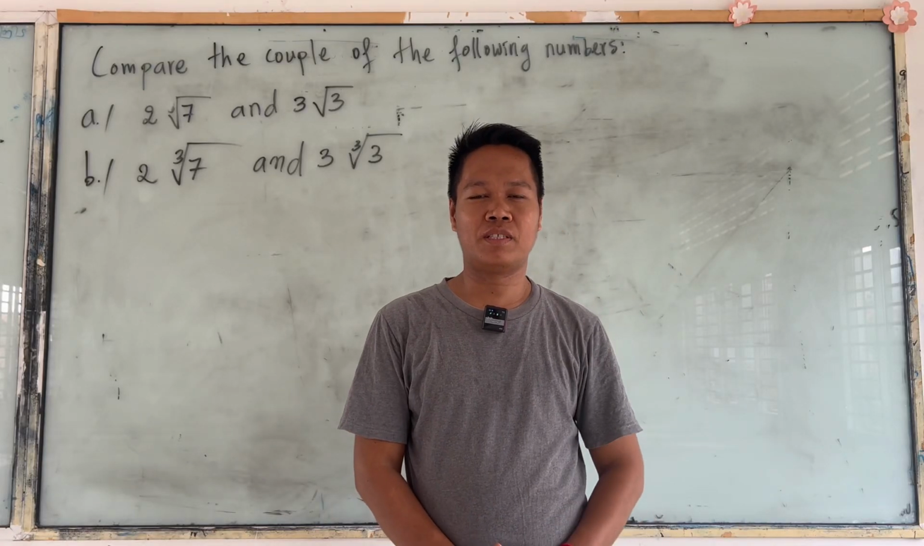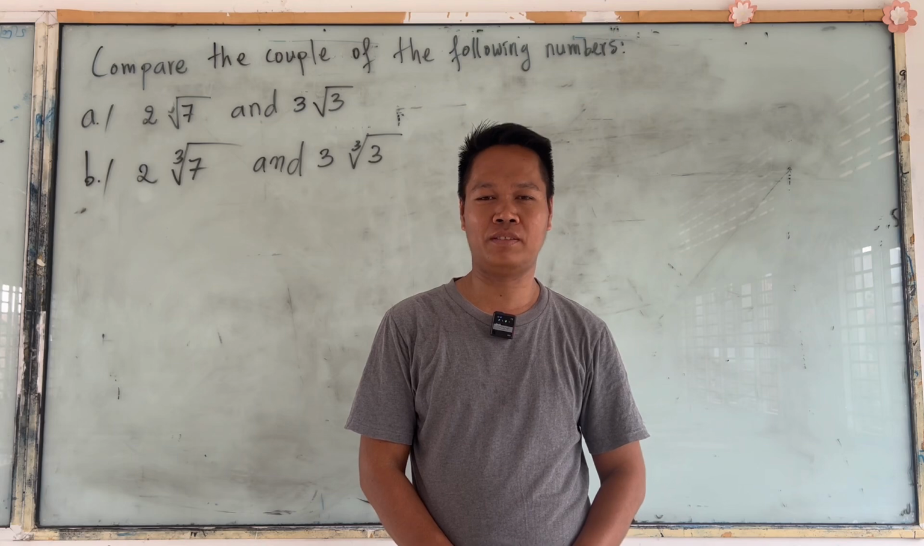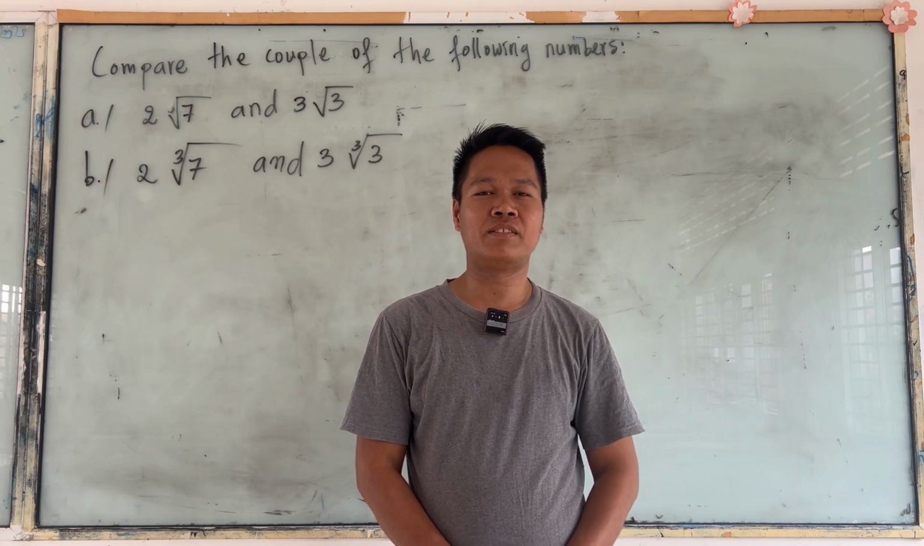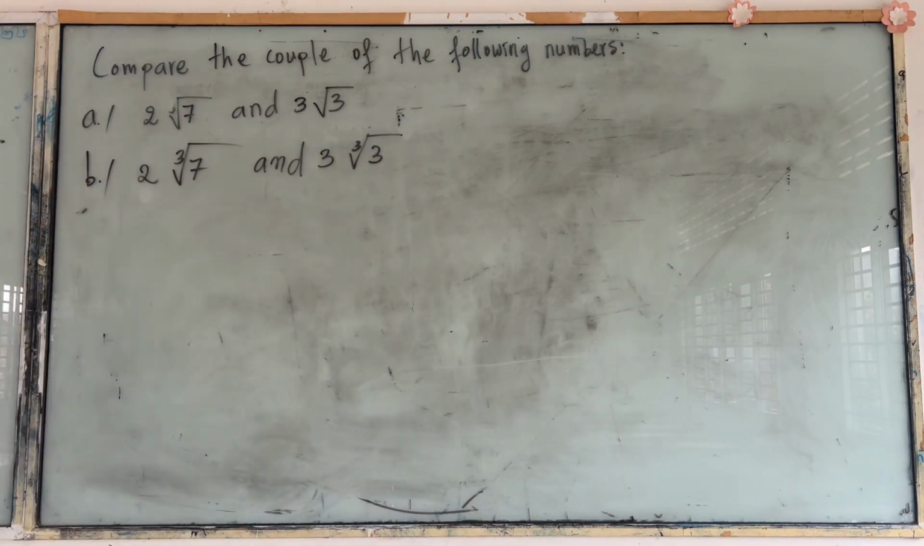In these videos, we have a kind of exercise related to comparisons. So let's see together what it is. This exercise says: compare the couples of the following numbers.